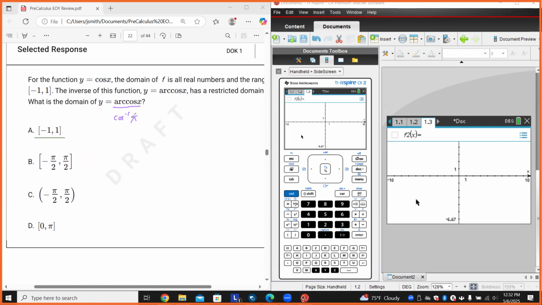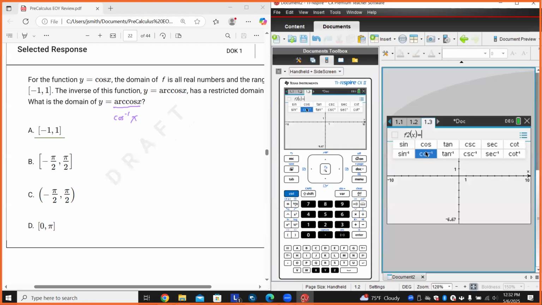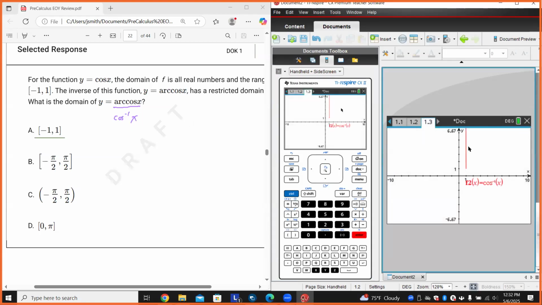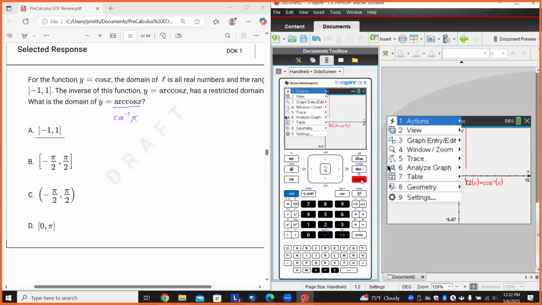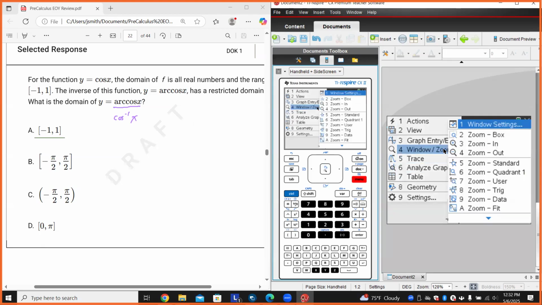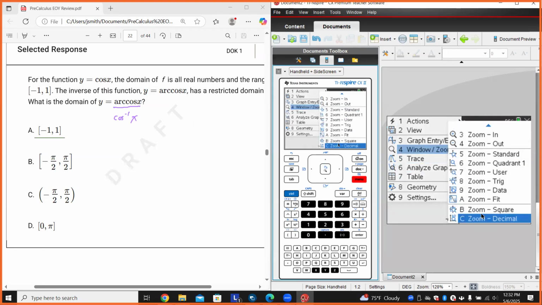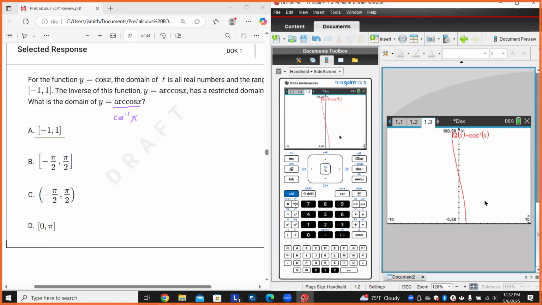So if I want to know what the domain of this is, I'm going to simply type this straight into my calculator as cosine inverse of x. So it's going to be trig, cosine inverse. There's my x. I hit enter. There's my graph. If you want to see more of it, you could do menu. I like to do zoom, and I like to make it fit. There's my graph. However you want to do it. I like zoom fit. Looks really nice.